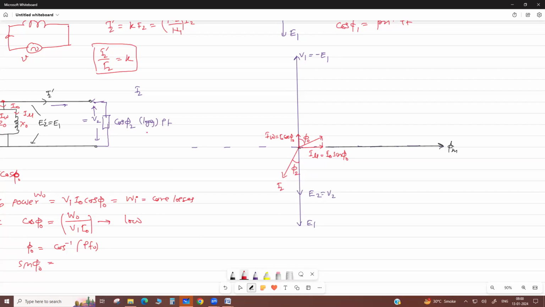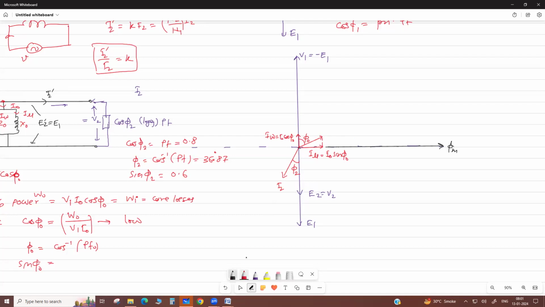So if you know cos phi 2 is the power factor, then for the secondary load power, phi 2 you can calculate as cos inverse of this power factor. Suppose it is 0.8, then this angle comes to 36.87 degree, okay, 36.8. Then you can calculate sin phi 2, it comes 0.6. So again you have this I2.